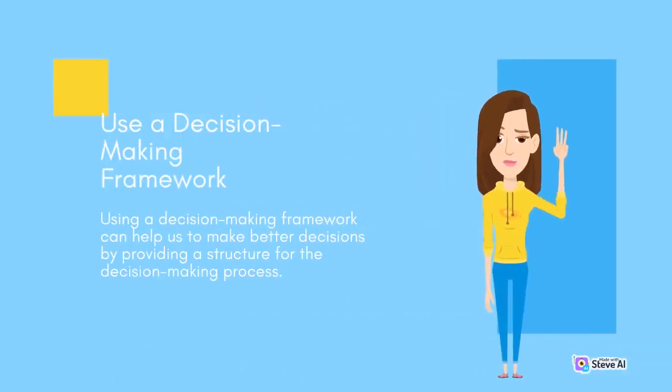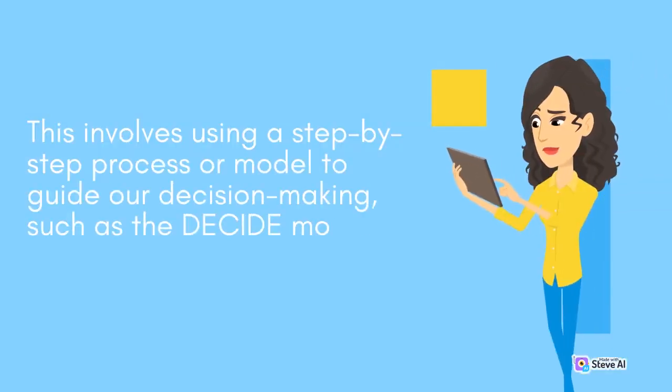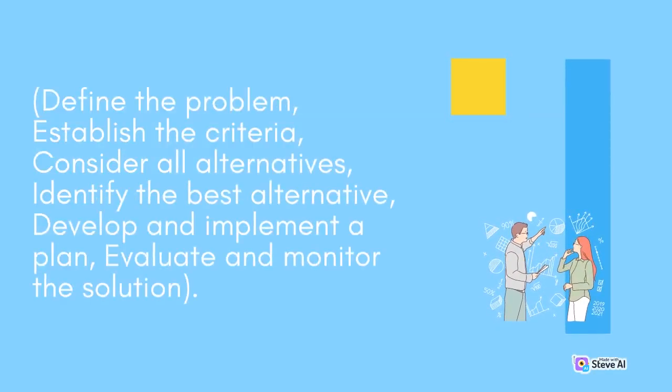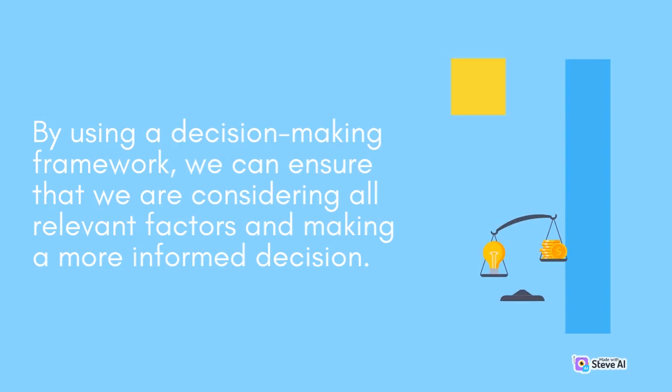Use a decision-making framework. Using a decision-making framework can help us to make better decisions by providing a structure for the decision-making process. This involves using a step-by-step process or model to guide our decision-making, such as the DECIDE model. Define the problem, establish the criteria, consider all alternatives, identify the best alternative, develop and implement a plan, evaluate and monitor the solution. By using a decision-making framework, we can ensure that we are considering all relevant factors and making a more informed decision.